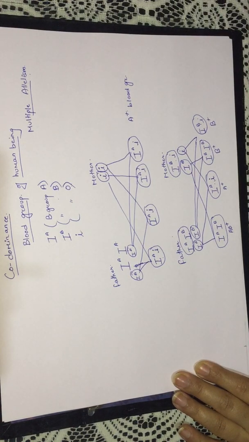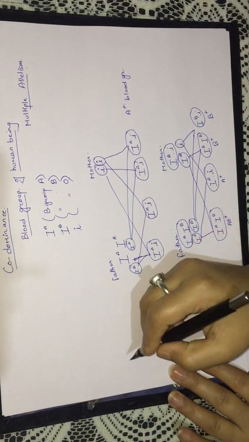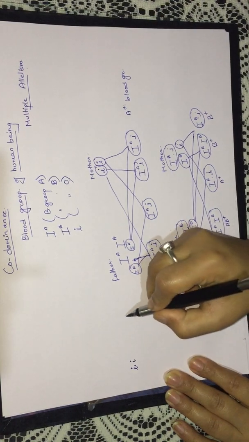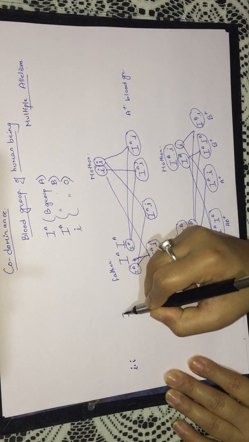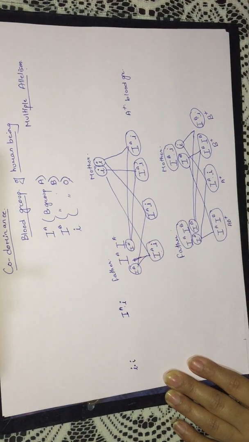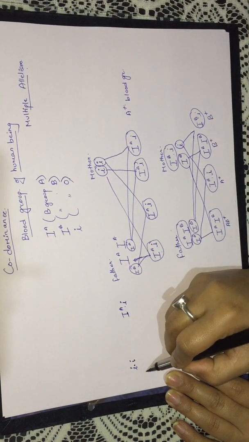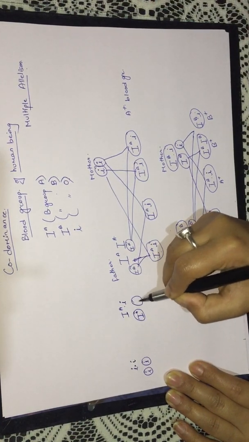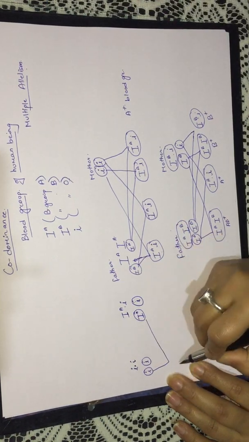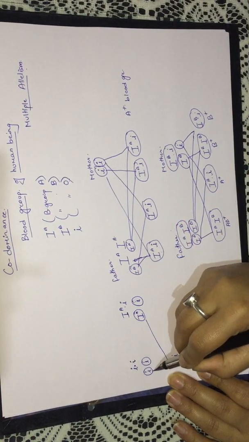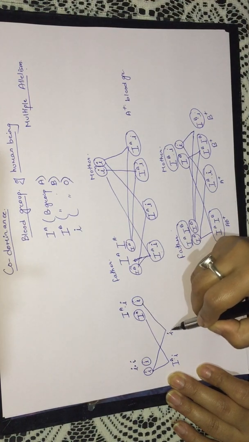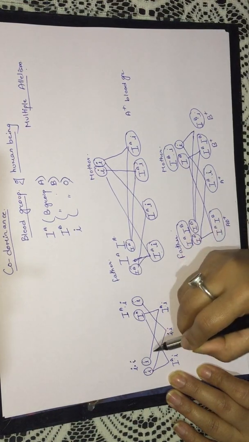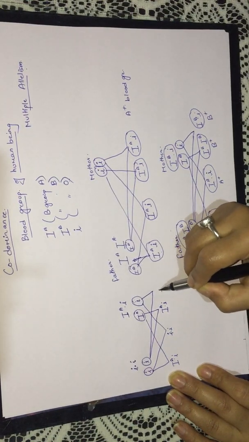And about O positive, suppose the father has ii and the mother has IA i combination. Now during gamete formation, only one allele will go to one gamete. So in this combination, this will be IA i, this will be small i, again IA i, and this will be small i.